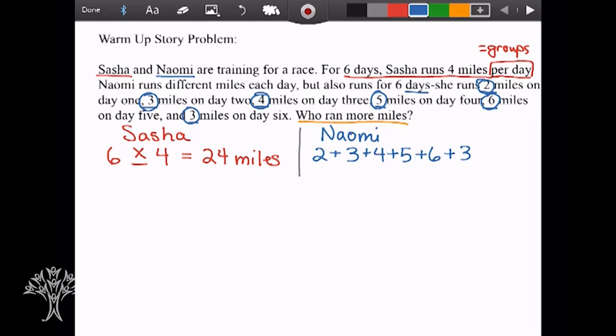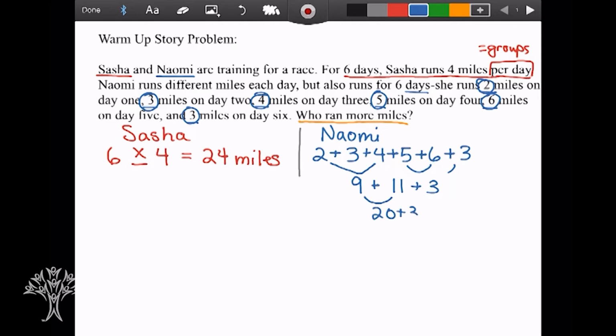All right. So hers we have to add together. I'm going to group them up a little bit. So I'm going to put the 2, the 3, and the 4 together. And I know the 3 and the 4 is 7, plus 2 more would be 9. I'm going to group this 5 and 6, which is an 11. And then bring down that 3 to add into it. I know 9 plus 11 is 20. So Naomi ran 23 miles.